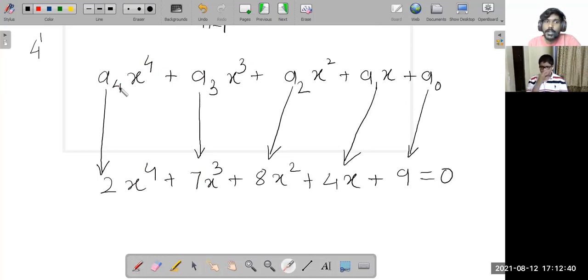So these are nothing but the coefficients of the variables. Coefficient of x raised to 4 is a4, coefficient of x cube is a3, coefficient of x square is a2, coefficient of x is a1, and so on. Clear? Yes, sir. Thank you. Okay.